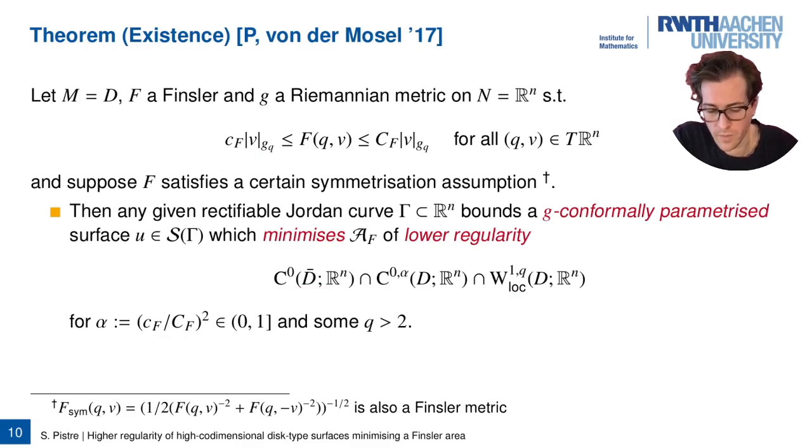Okay, so maybe a word here, why do we need rectifiability? Well, we want to use the direct method of the calculus of variations, and for that, the class that you're infimizing over should be non-empty, right? And so if you assume that the Jordan curve is rectifiable, then this is always guaranteed. So that's why we need this here. Okay, so how did we obtain this?